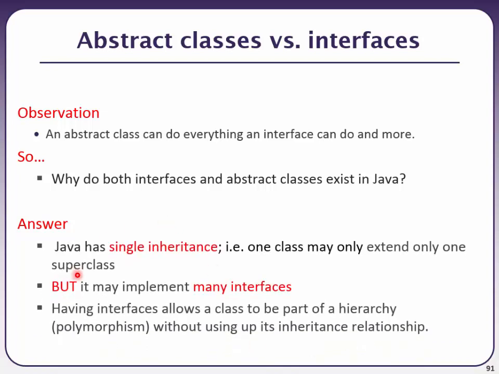So here's what you need to understand. First thing that we have been repeating over and over: Java has single inheritance. Okay, so any class can only extend one superclass, but it may implement many interfaces, no problem. So having interfaces allows a class to be a part of an inheritance hierarchy, if you will, and use polymorphism without using up its inheritance relationship. This is a very lightweight mechanism when you do not need to share code at all.